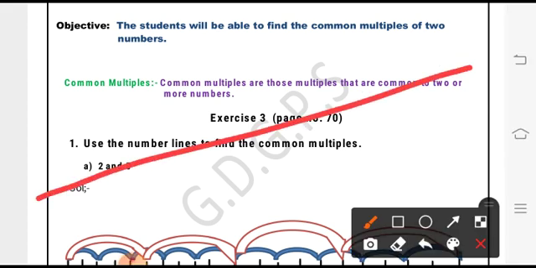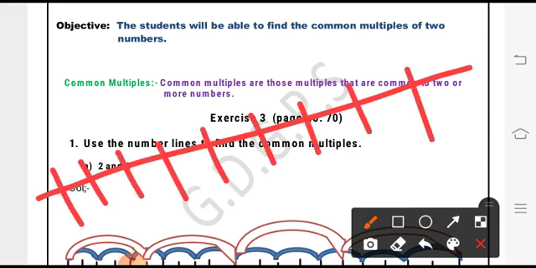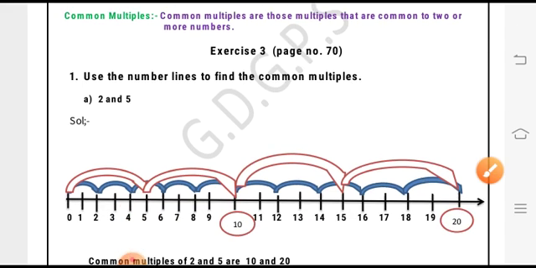All of you know that number line is a line on which we represent the numbers. Number line has been already drawn on your book. You just have to represent the multiples of 2 and 5 and then find what are the common multiples among them. So here you can see that 2 and 5 are the numbers, and first we will represent the multiples of 2, and then we will represent the multiples of 5.